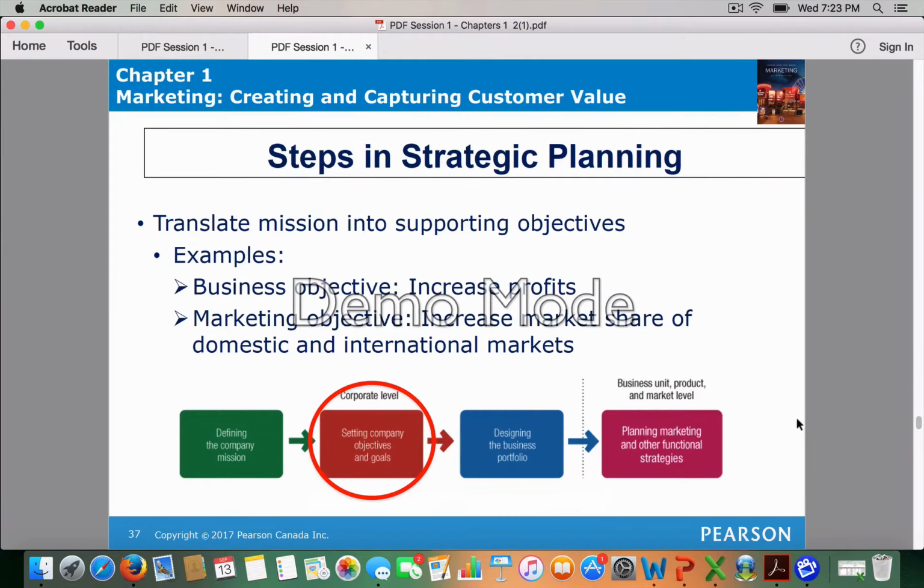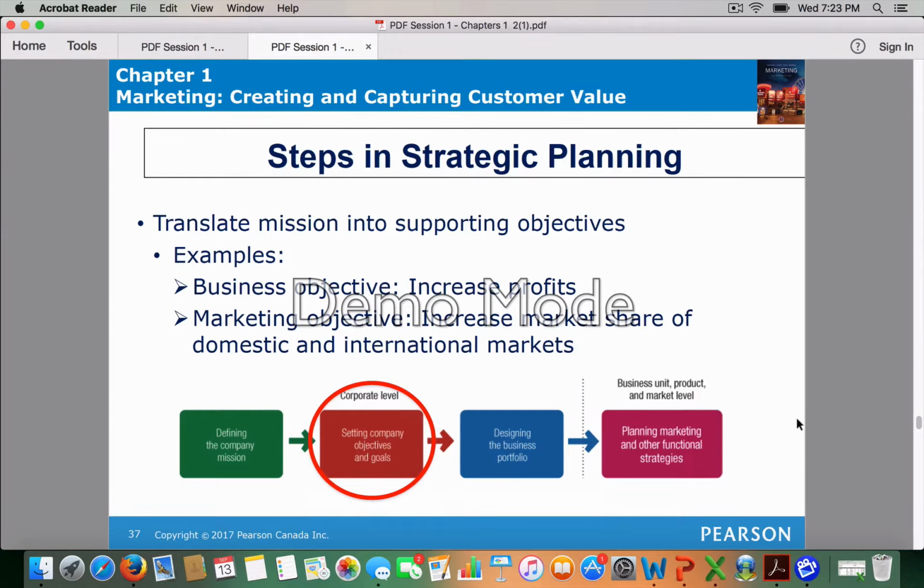Once you know what your mission is, the next step is to figure out what goals and objectives you need to put in place to help you achieve that mission. Goals and objectives should be very clear and measurable, and they typically involve many of the business measurement tools or metrics that we talk about not only in marketing but also in accounting and finance and other business courses. It could include things like increasing profit by a certain percentage or by a certain dollar value over a period of time. It could be related to return on investment or margins.